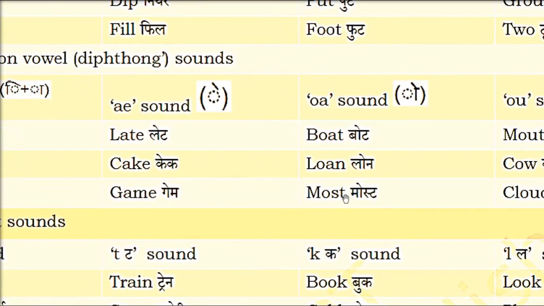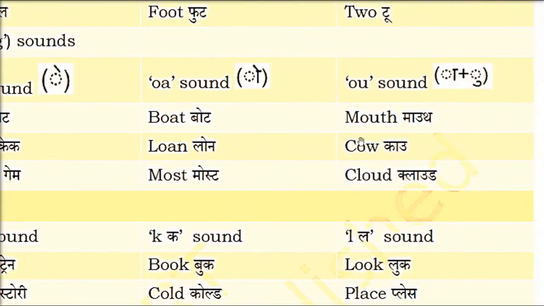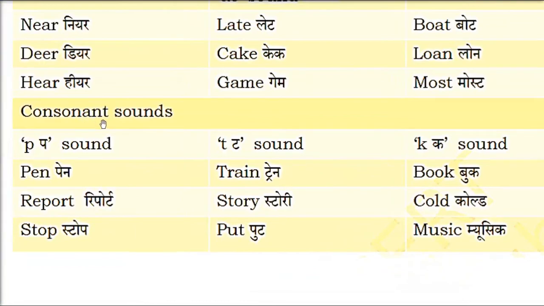Most. When O is there, the consonant will take the O sound. So OA gives you the O sound. Then you have OW, OU. When you have OW, it takes the sound of cow. But when you have OU together, you have to learn, it also gives you the OW sound: mouth, cloud.